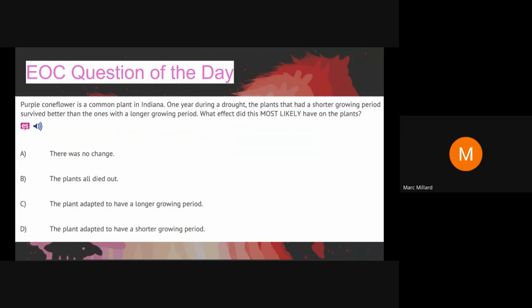Purple coneflower is a common plant in India. One year during the drought, the plants that had a shorter growing period survived better than the ones with a longer growing period. What effect does this most likely have on the plants?